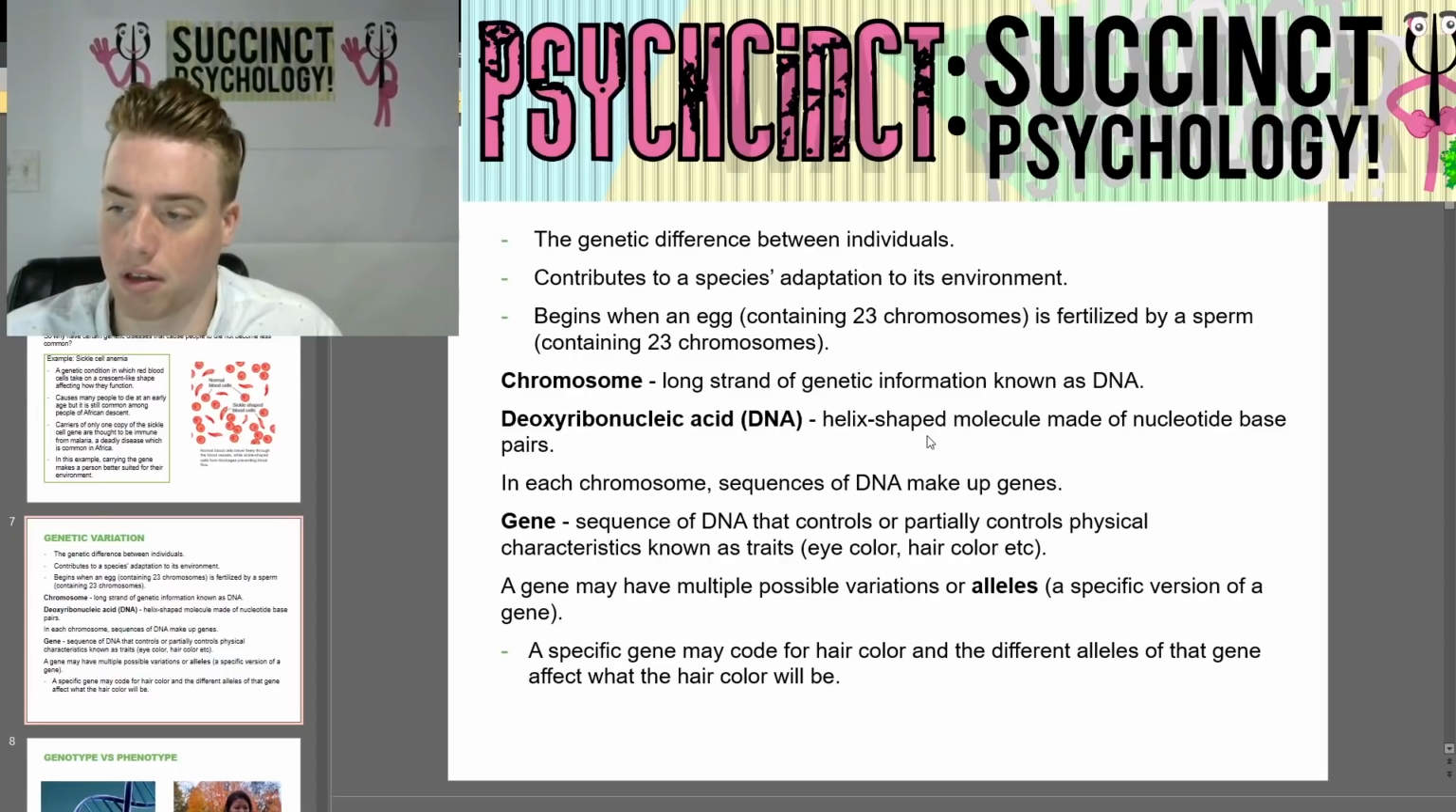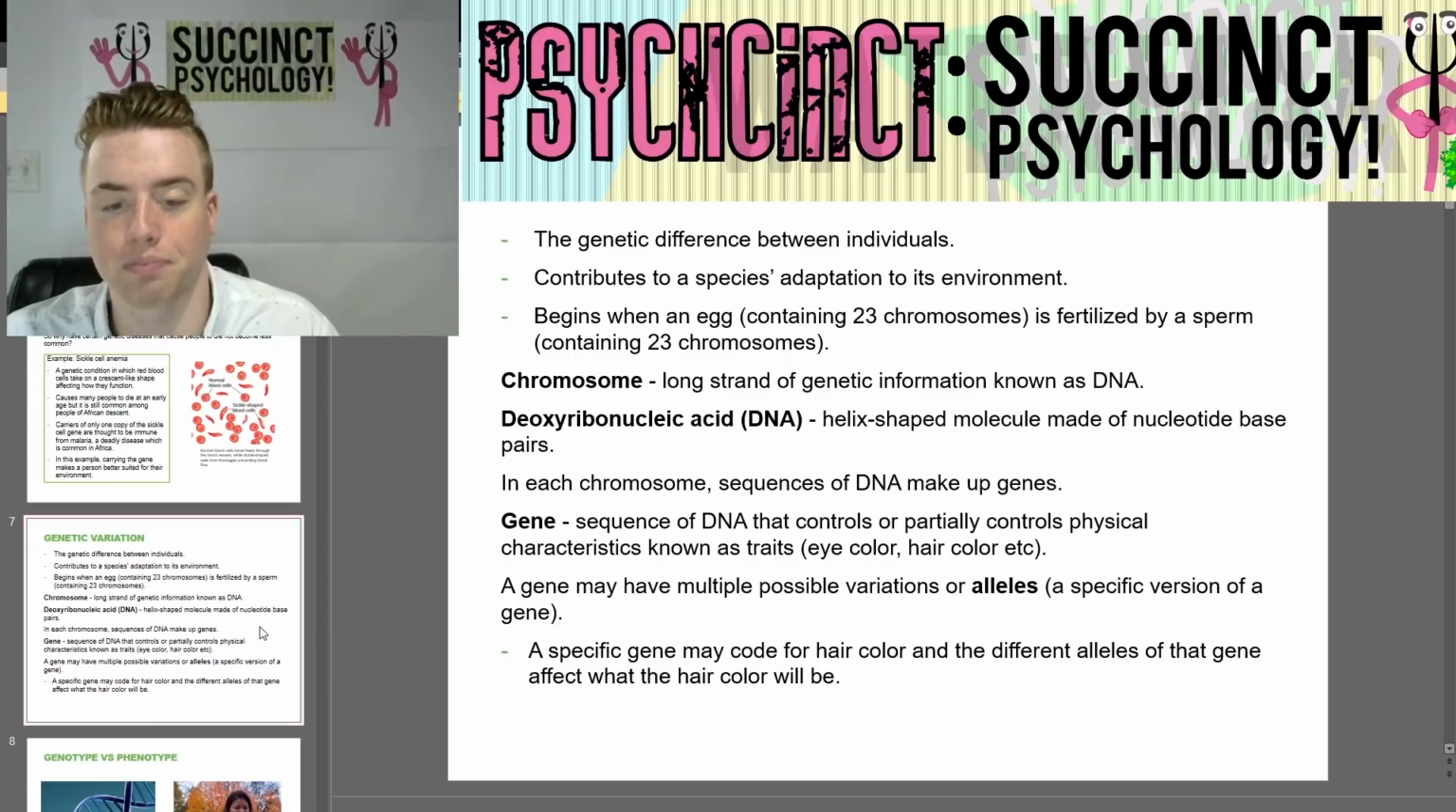In each chromosome, sequences of DNA make up genes. And a gene is a sequence of DNA that controls or partially controls physical characteristics known as traits. So that'd be your eye color, your hair color, etc. A gene may have multiple possible variations, or alleles, a specific version of a gene. So a specific gene may code for hair color, and the different alleles of that gene affect what the hair color will be.